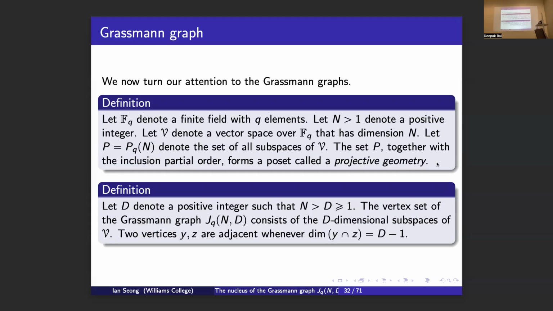Okay, now how do we define the Grassmann graph? Let D denote a positive integer such that N is greater than D, which is greater than or equal to 1. The vertex set of the Grassmann graph, and we denote this by J sub Q and D, so we have the extra parameter Q, consists of the d-dimensional subspaces of the fancy V. And the two vertices Y, Z are adjacent whenever the dimension of their intersection is 1 less than D. So now you can see how from the Johnson graph picture, we basically translated everything to the Grassmann graph picture where we change all the sets into the subspaces.